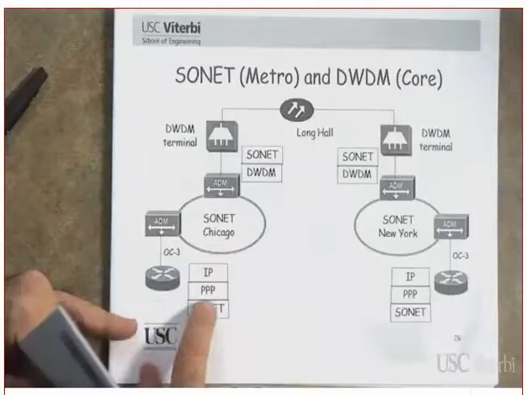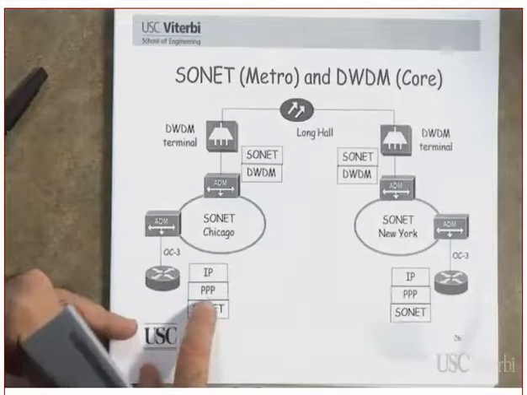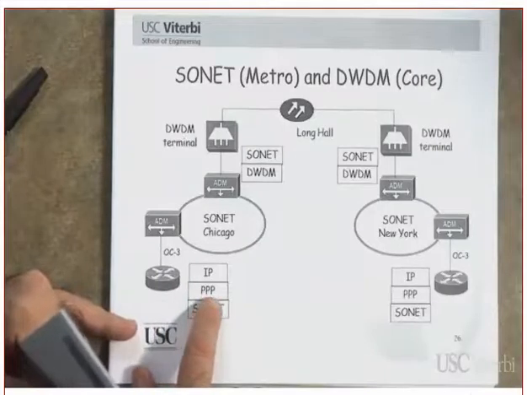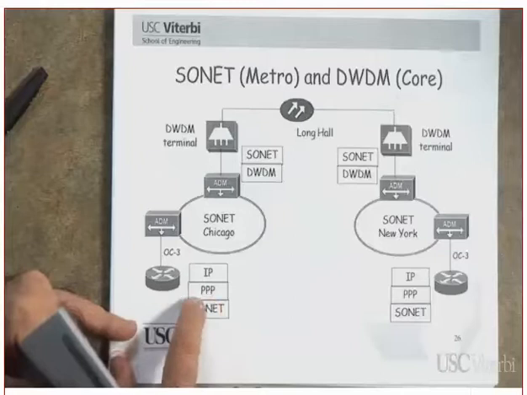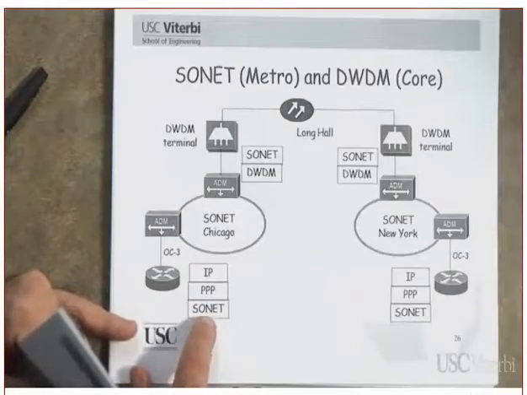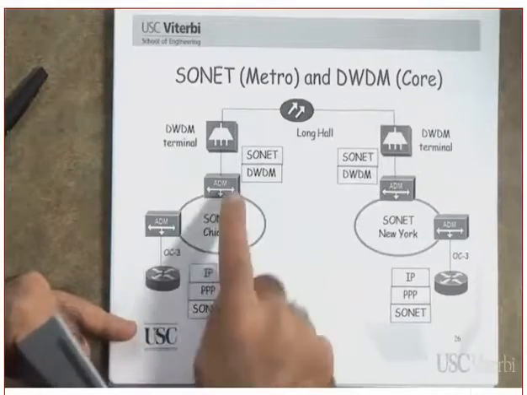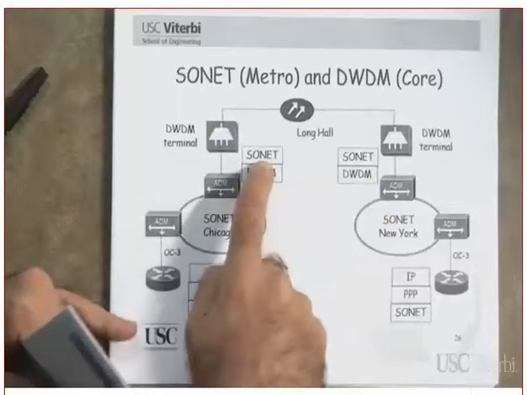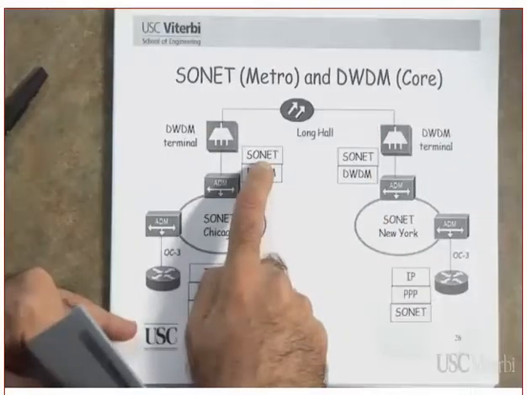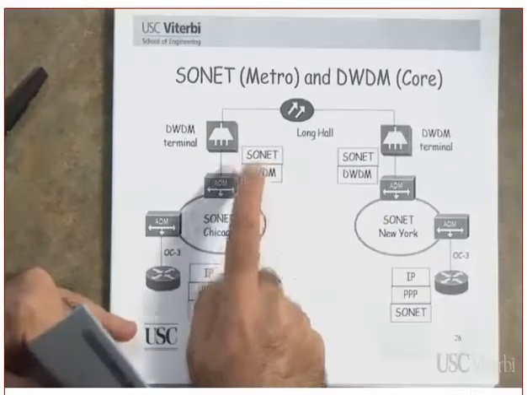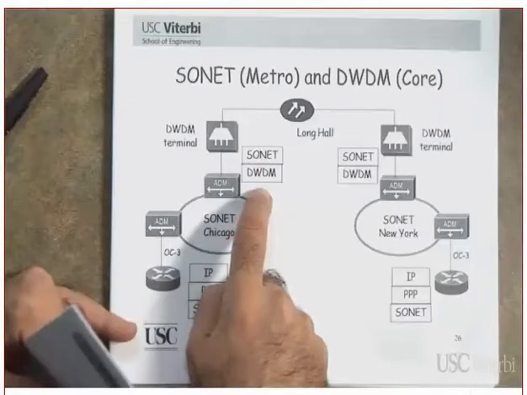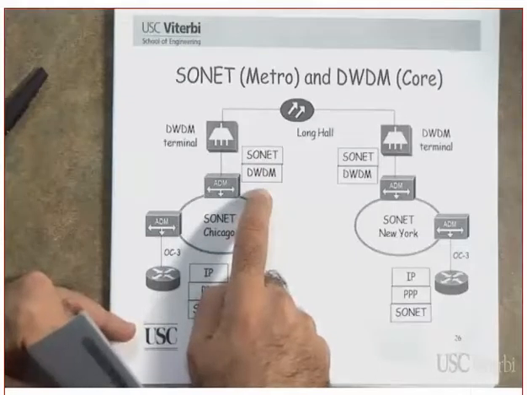IP is running over what? PPP or Ethernet, whatever the data link control protocol is. IP over PPP over SONET. What is the SONET behaving as? Which layer? Here, physical layer. But on this network, what is the SONET behaving as? As a second layer, because it's going to run over what? Over DWDM. Did you understand that or not?